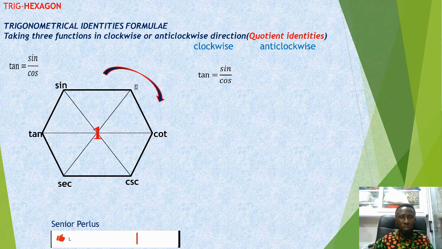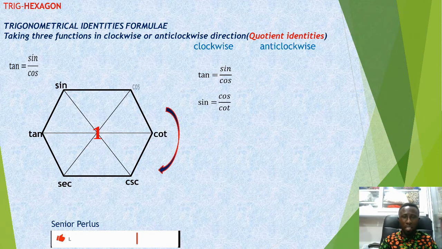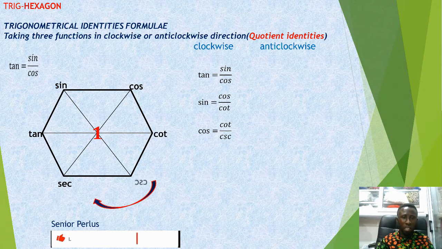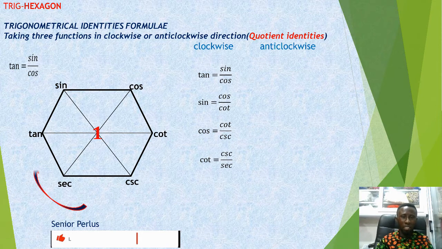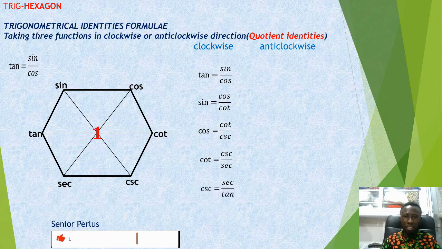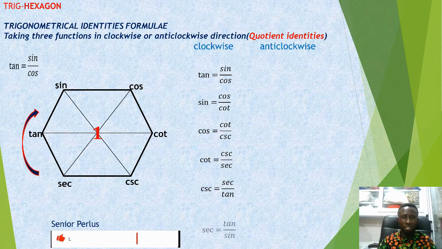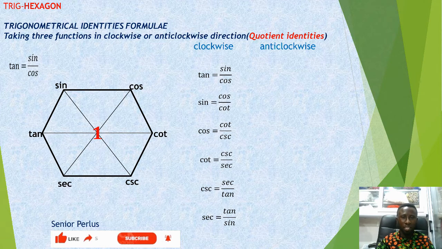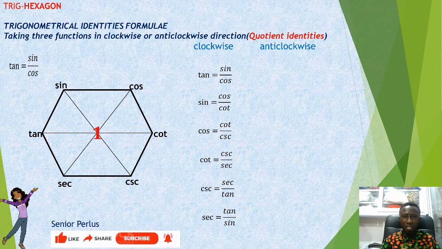Sine is cosine out of cot. Cosine is cot out of cosec. Cot is cosec out of sec. Cosec is sec out of tan. Sec is tan out of sine. With anticlockwise, I hope you're able to do it.